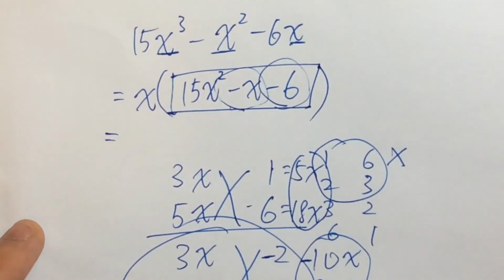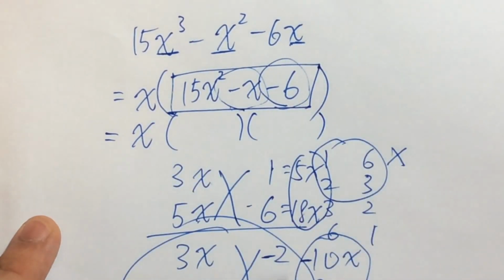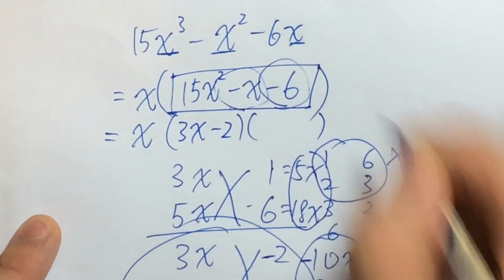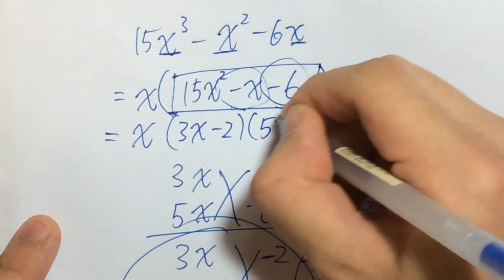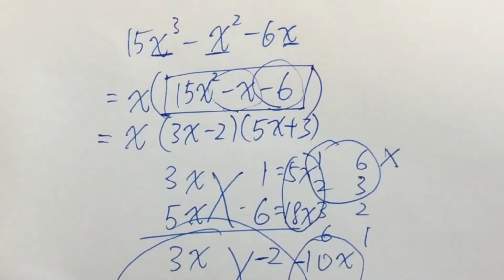So just copy it back up here. The x is still outside, but this time we have 2 brackets: 3x minus 2, 5x plus 3. So this is a more difficult, more advanced factorization question that may come up in your exam.